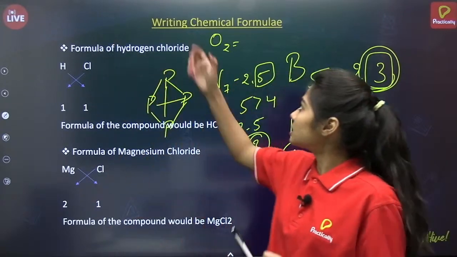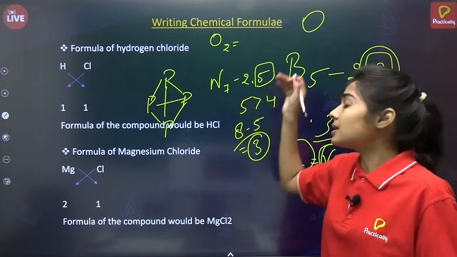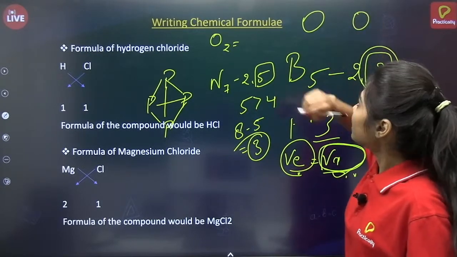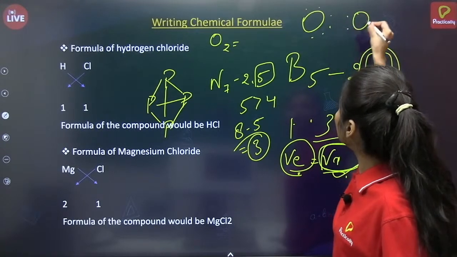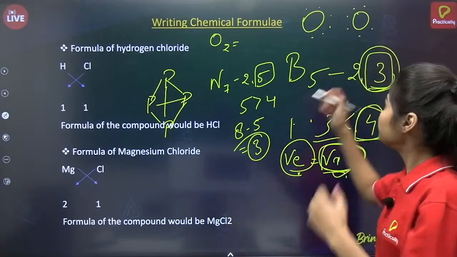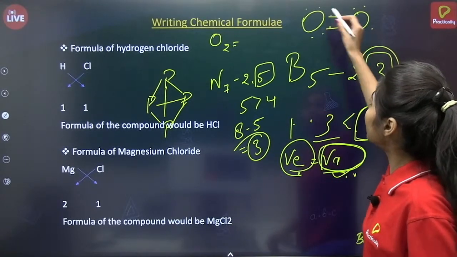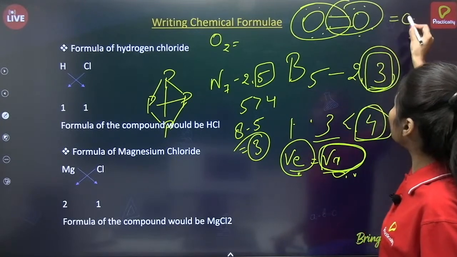For oxygen, let's take a simple example. How many valence electrons are there in oxygen? 6. 1, 2, 3, 4, 5, 6. So what will they do? They will share 2 electrons and now their octets are complete. That's why they exist as O2.